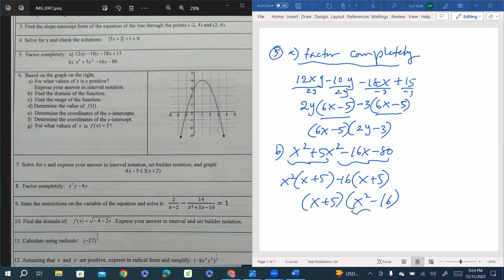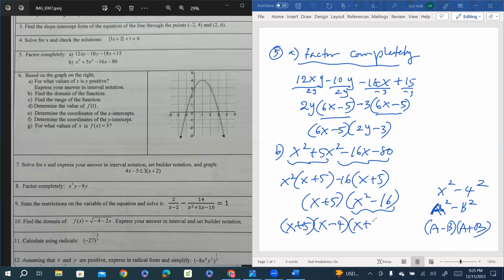With practice, you know that this one is a difference of 2 squares, so you can factor that again. So you get x squared minus 4 squared. That's like a squared minus b squared. A squared minus b squared is a minus b times a plus b, you should know. So you get x plus 5 times x minus 4 times x plus 4. Now the order is not important, so you can have this in different orders. As long as you have all 3 factors, you are good.